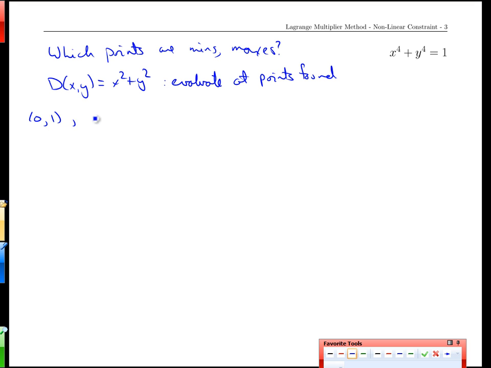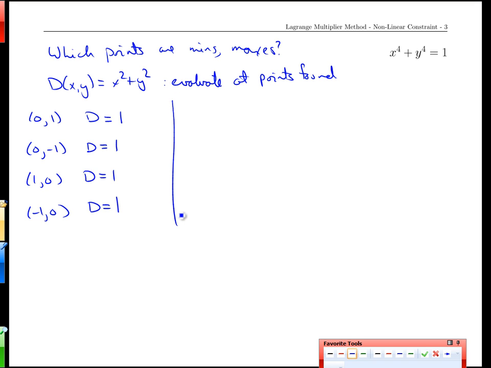At the point 0, 1, we're going to get a distance squared of 1. At the point 0, negative 1, we're going to get a distance of 1. At 1, 0, we're going to get a distance of 1. At the point negative 1, 0, we're going to have a distance squared of 1. Those are nice. We can work with those. All right. The other points we might be interested in, that we are interested in, are all of these 4th roots of 1/2.